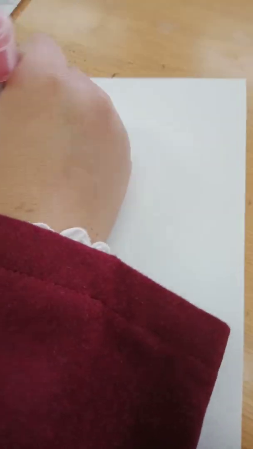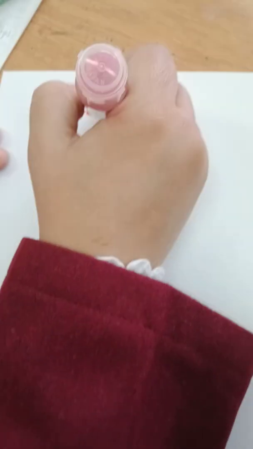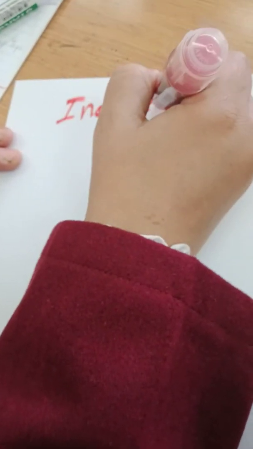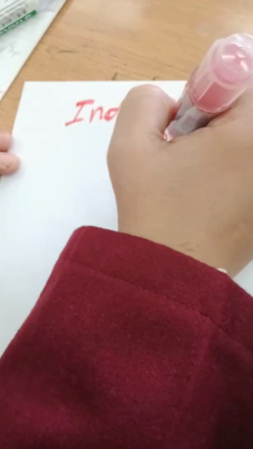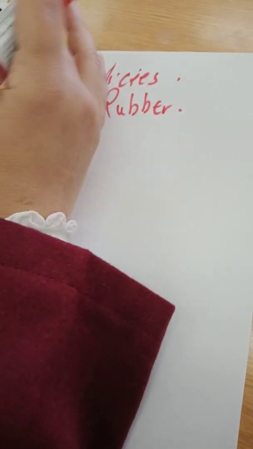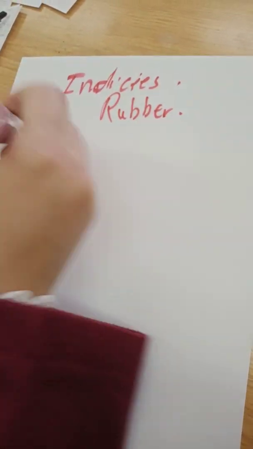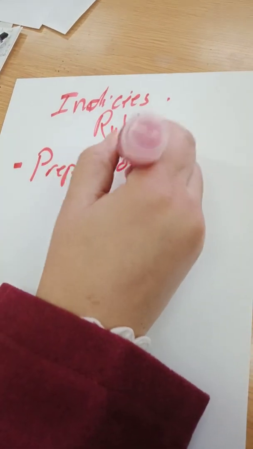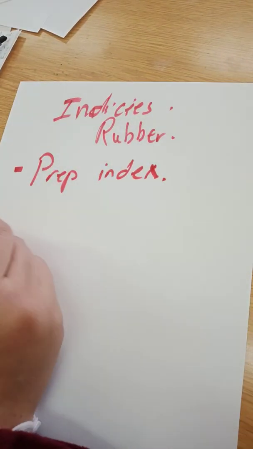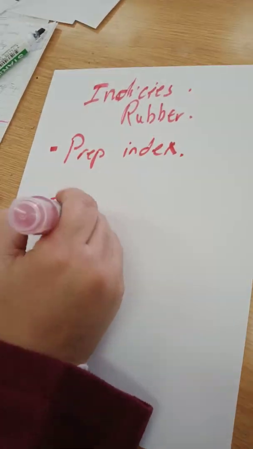Okay, now I'm going to talk about indices. Index in rubber material. When I'm using a veneer, I use a lot of indices. If I want to classify these indices, they could be a preparation guide index, or an index rubber for mock-up.